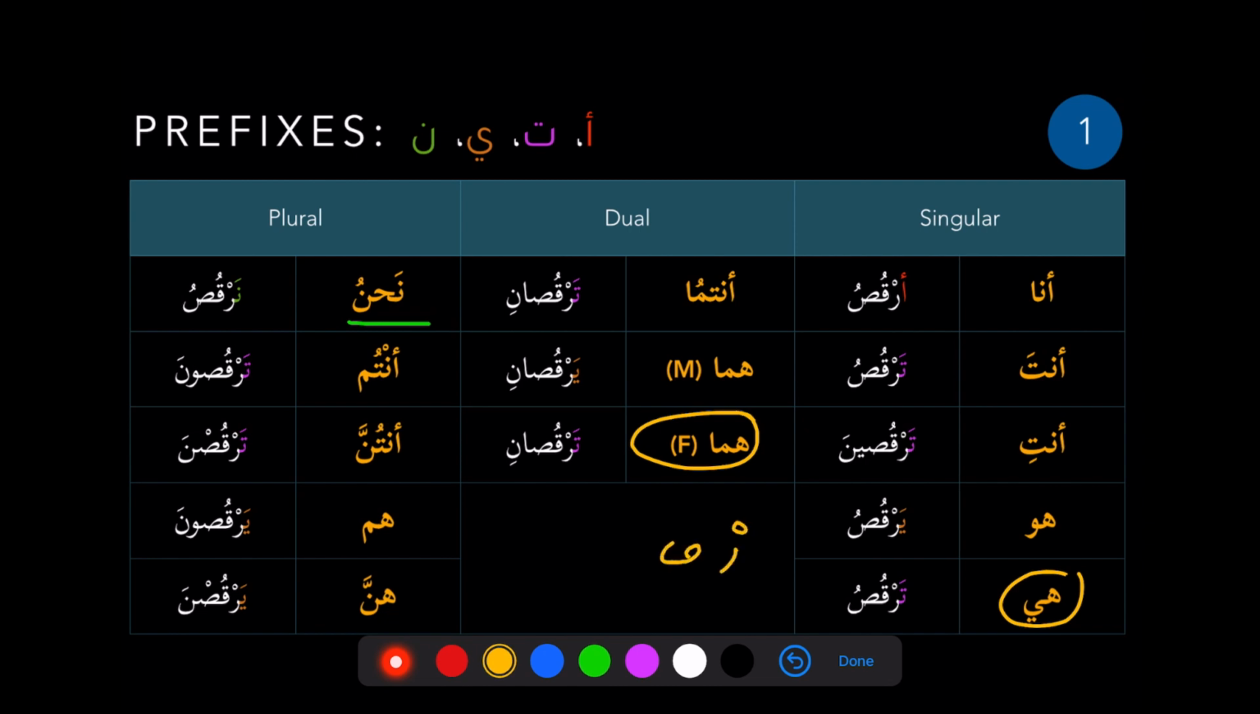The last thing to notice is that the conjugated root, meaning the ra with the sukoon, the qaf with the dhamma, and the sad with the dhamma, held true for all the pronouns except for antunna tarqusna and hunna yarqusna. Notice that in those conjugations, the sad now takes a sukoon, and that has to do with the suffix, which we'll talk about next.